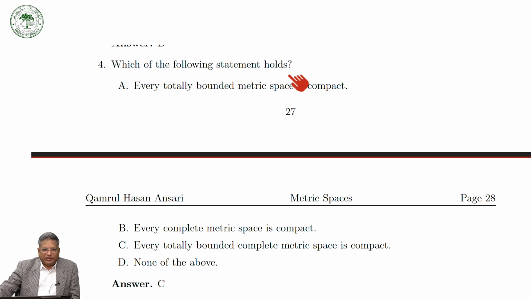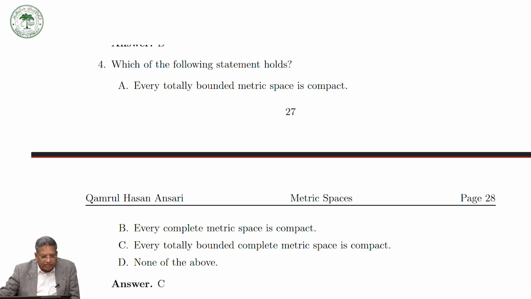Which of the following statements hold? Every totally bounded metric space is compact. As I mentioned, every totally bounded metric space is not compact. You need to add some condition. What was the condition?